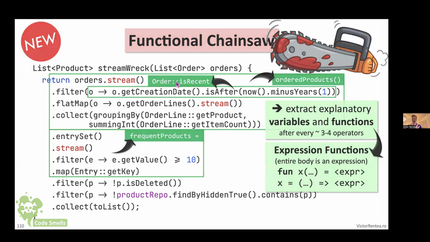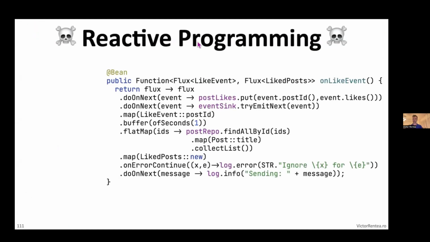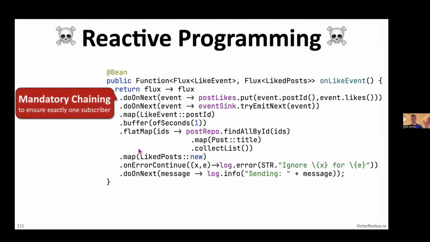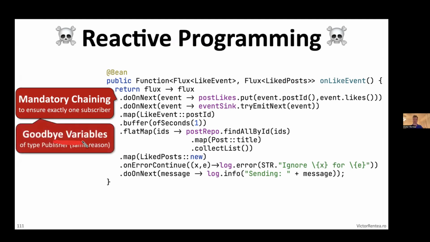Now, in reverse, you've probably heard of reactive programming, in which they chain horrible reactive chains ad infinitum until their brain explodes. This is a mandatory coding style, in order to ensure that you only subscribe once to this chain. Also, goodbye variables. It is a bad practice in reactive programming to keep variables of type publisher. It is a bad practice, with good reasons.